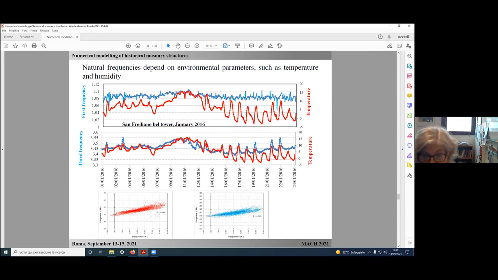Here in the picture below, you can see the first two frequencies of the San Frediano Bell Tower plotted versus the temperature recorded during 1 year of monitoring. So you can see that the dependence of the frequencies on temperature is almost linear, and that the frequencies tend to increase with the temperature. And this behavior can be explained by the closure of cracks due to the thermal expansion in the material constituting the tower, which thus tends to increase its stiffness.